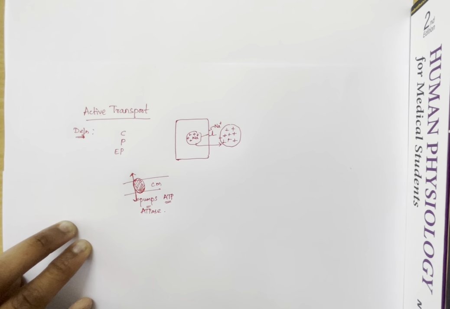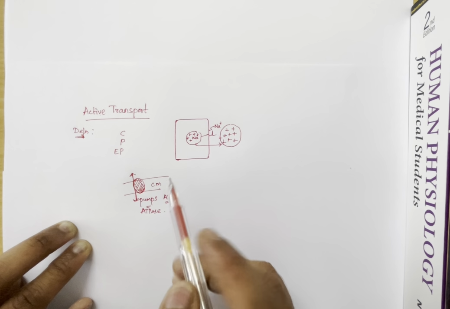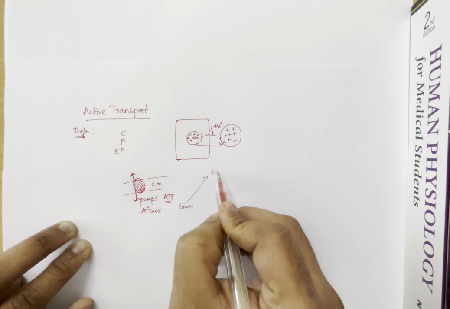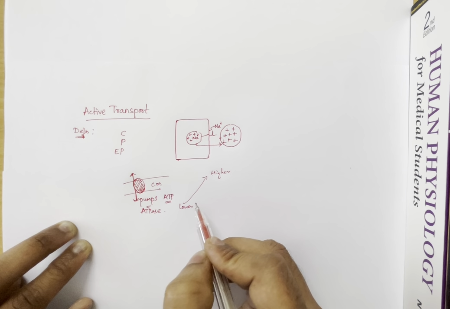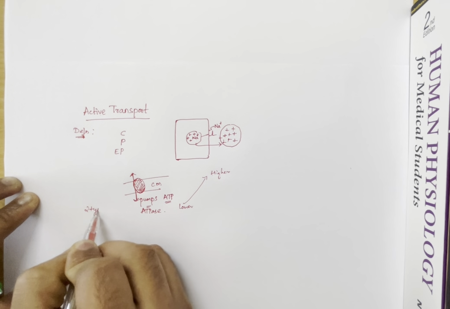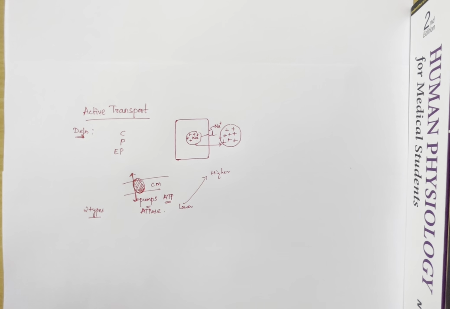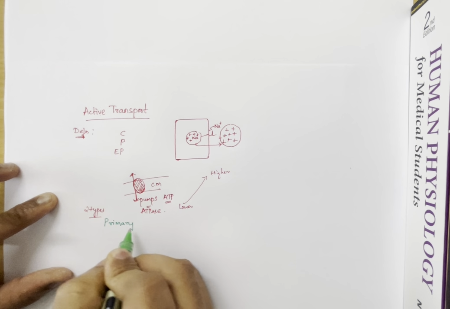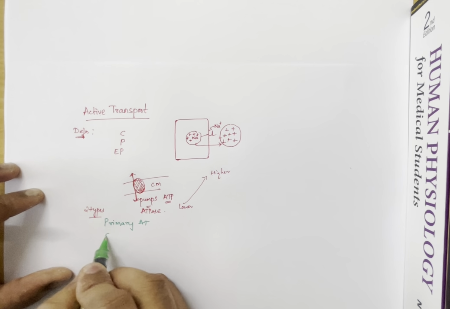Active means there is active role of certain substances or proteins with the help of energy or utilization of energy, pumping the substances against the concentration gradient. It is uphill, from lower concentration to higher concentration. So there are two types of active transport mechanisms. Two types. So what are the two types? Primary active transport and secondary active transport.